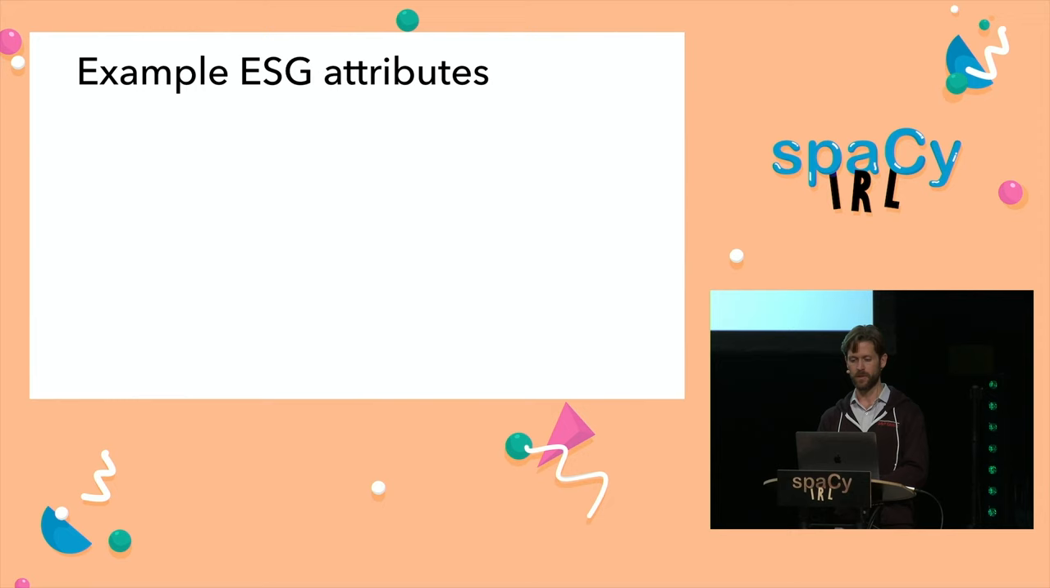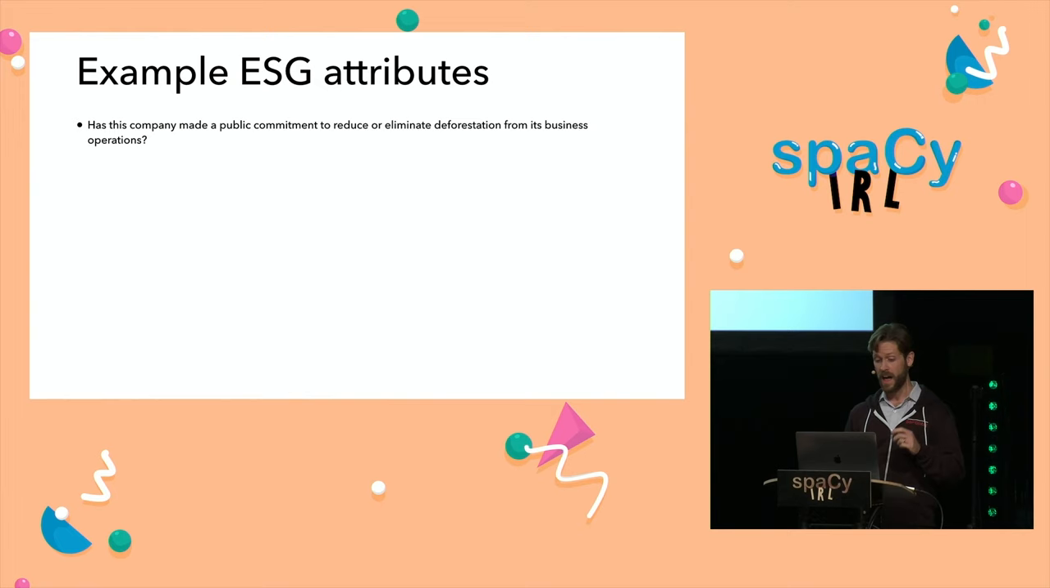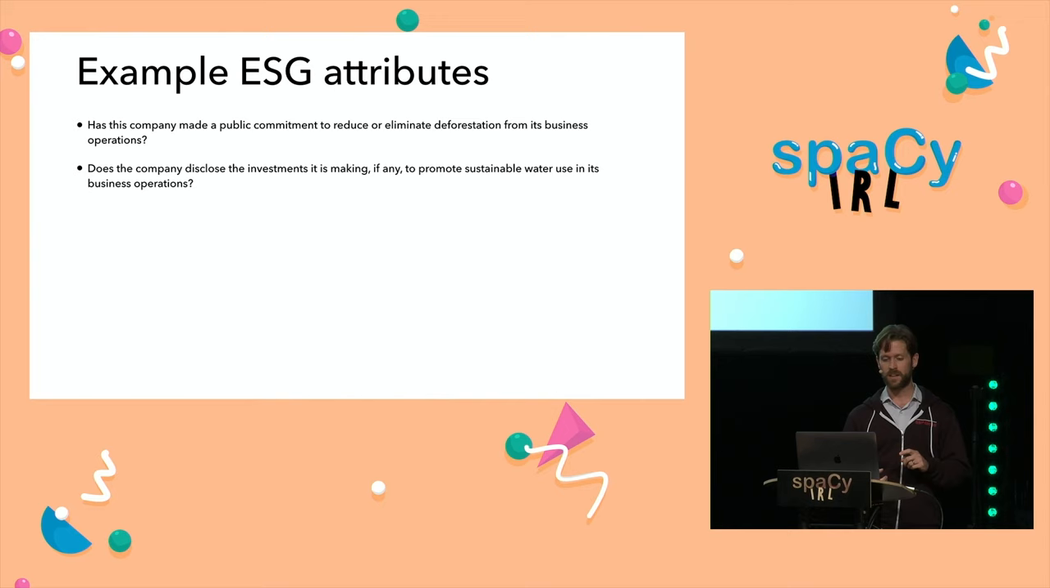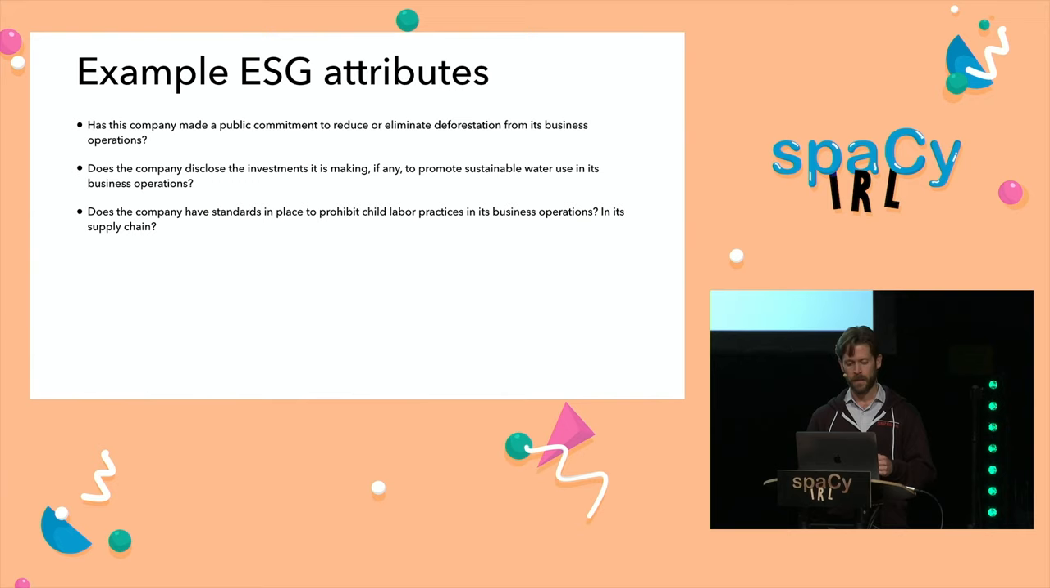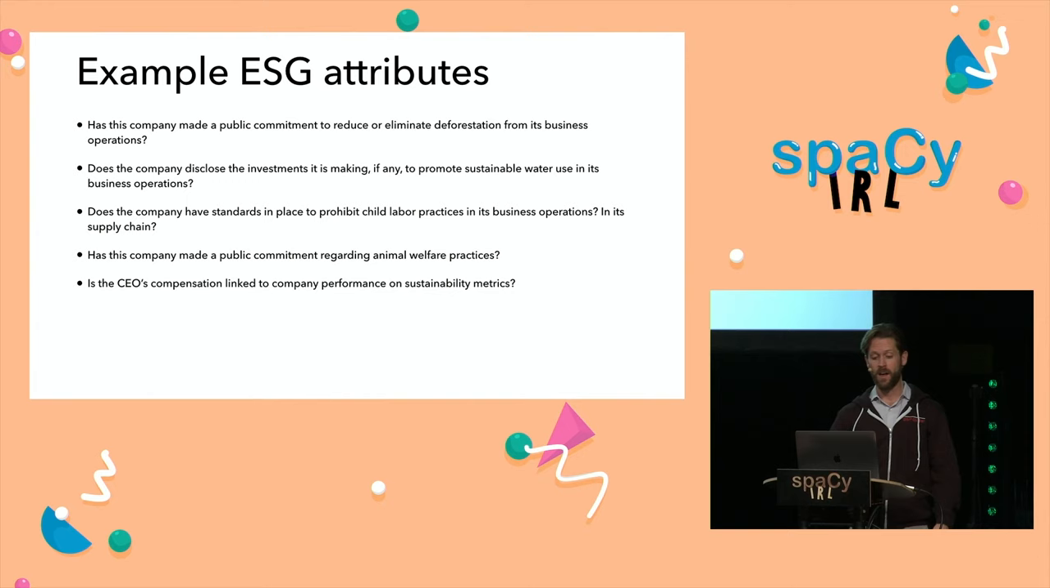So I'll just go through a list here. Has this company made a public commitment to reduce or eliminate deforestation in their operations? Does the company disclose anything that it's doing to promote sustainable water use in its business operations? Do they prohibit child labor practices in their business operations or in their supply chain? Has this company made a public commitment regarding animal welfare practices? This is an interesting one. Is the CEO's compensation linked to company performance on sustainability metrics? Does the company have targets in place for diversity and inclusion in its workforce?